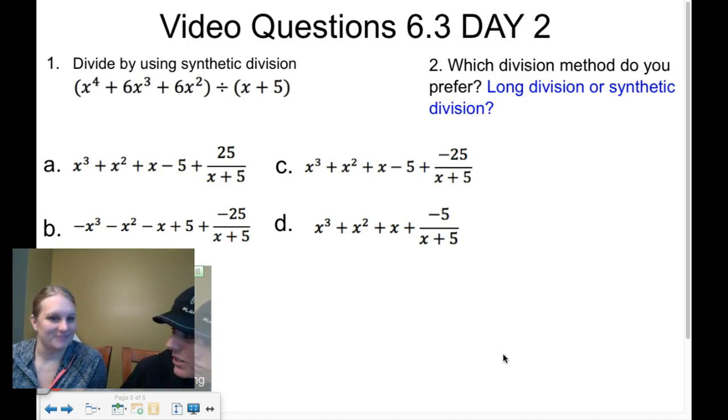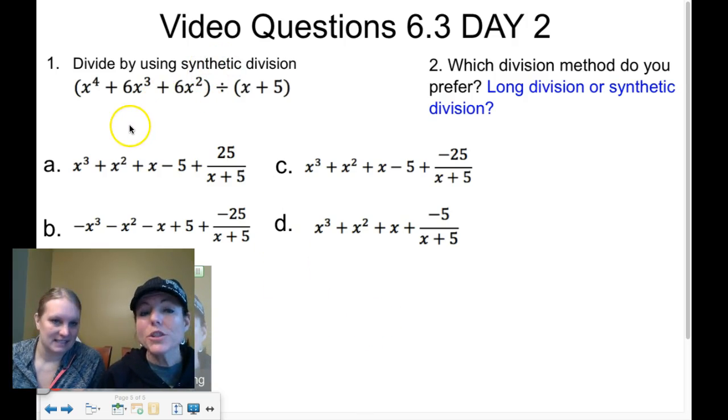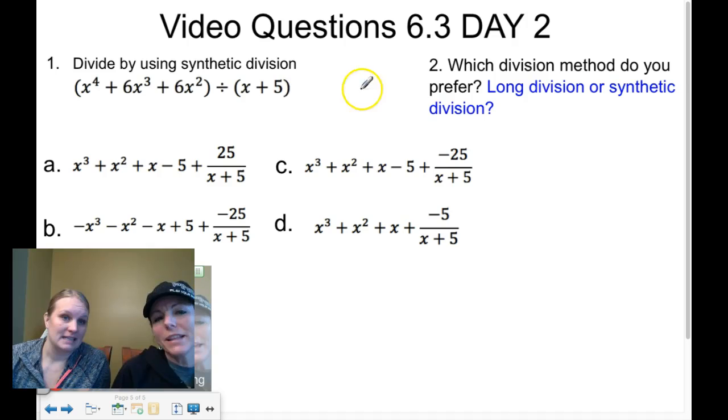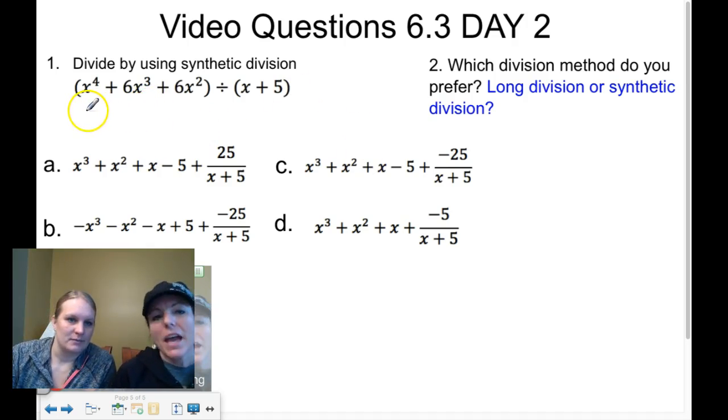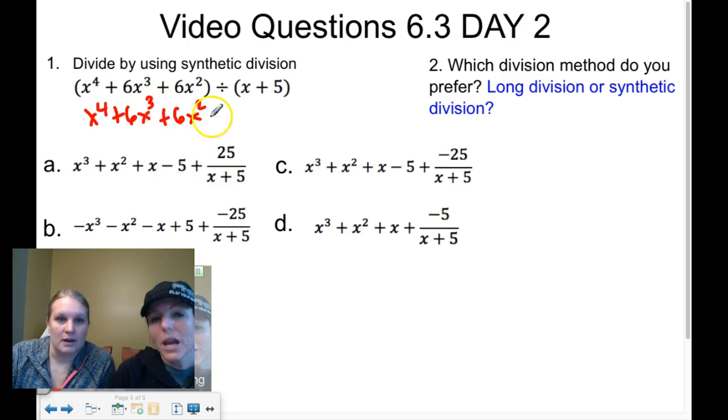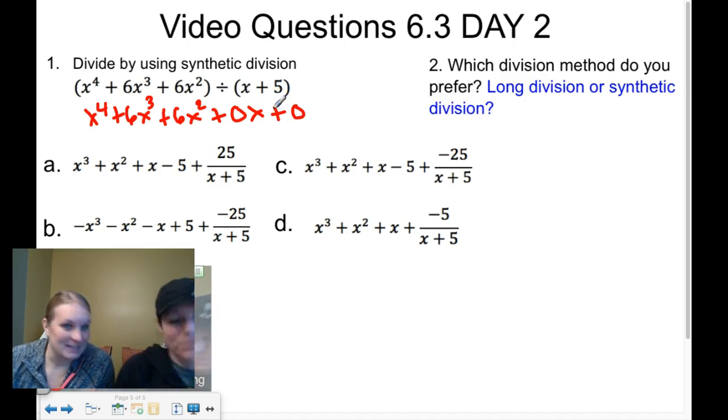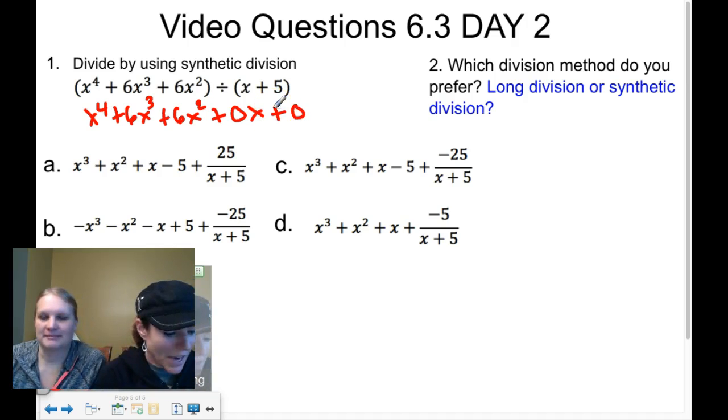This is really short. Should we just do that and we'll go through those in class? Okay, divide using synthetic division. Notice though, Miss Boyd, we're missing terms. You can write this in standard form for them? We have x to the 4th plus 6x cubed plus 6x squared plus 0x plus 0. Don't forget all of them. I know, aren't we tricky?